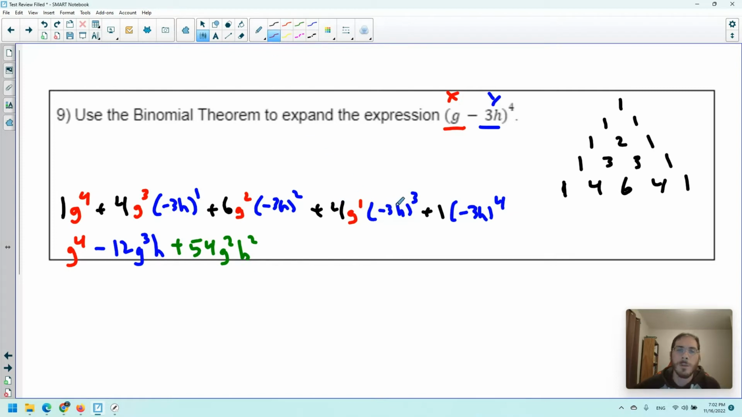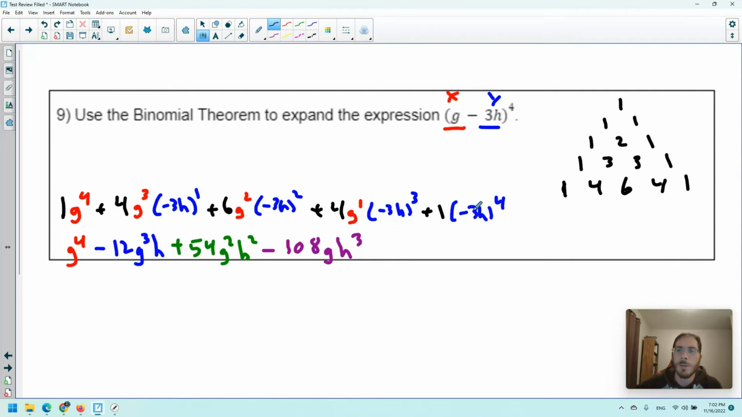All right, next one I got 4 times negative 3 to the 3rd. So negative 3 to the 3rd is negative 27. So that's going to be negative 108. G to the 1st, I don't need to write the little 1. H to the 3rd. And then bringing up the rear, we've got negative 3 to the 4th times 1.